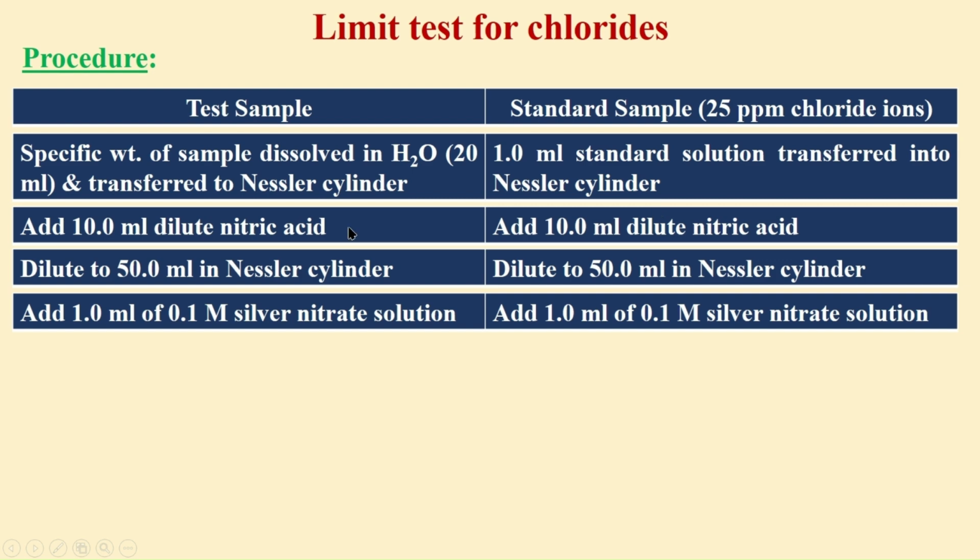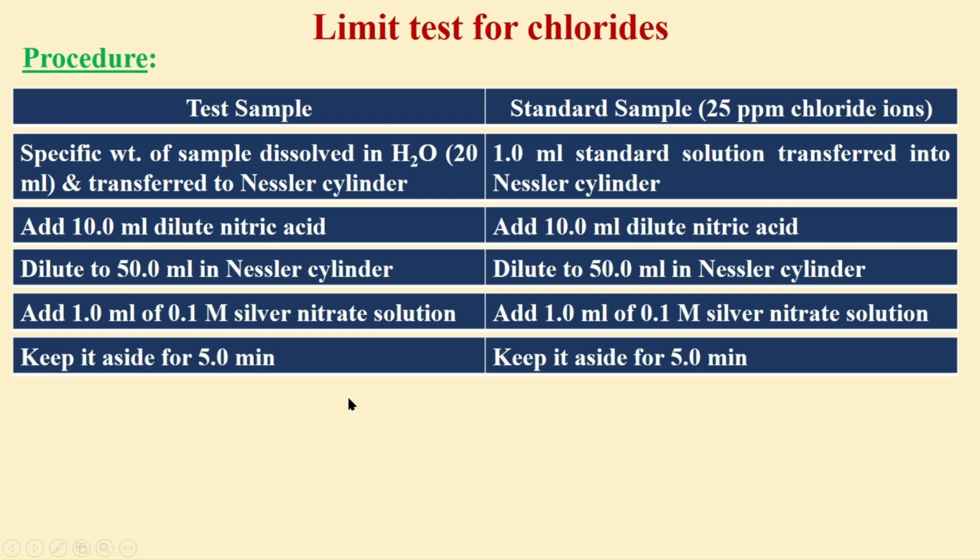To both the test and the standard samples, we add 1 ml of 0.1 molar silver nitrate solution. The silver nitrate reacts with the chloride ions present in the sample and gives rise to silver chloride. This reaction gives opalescence. We have to keep the reaction mixture aside for 5 minutes.